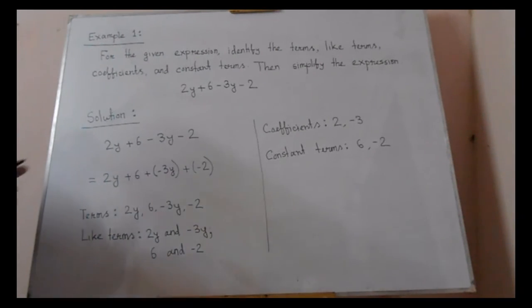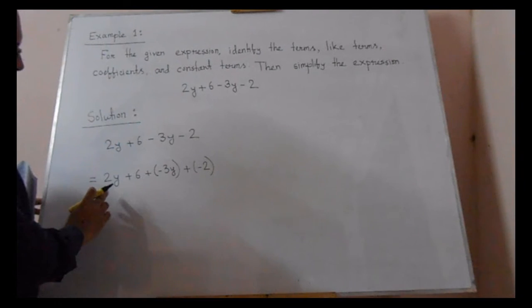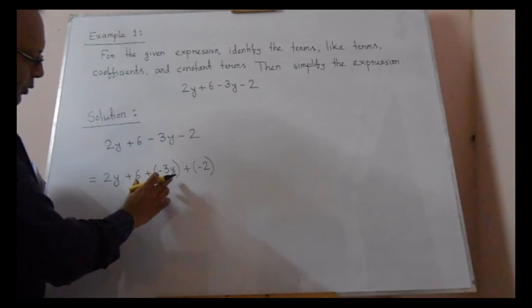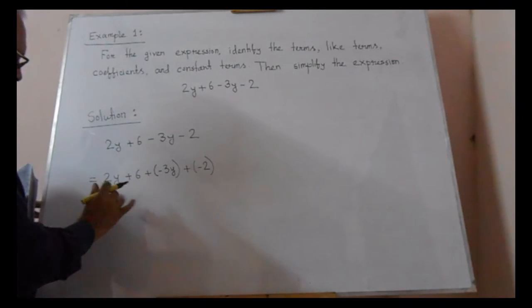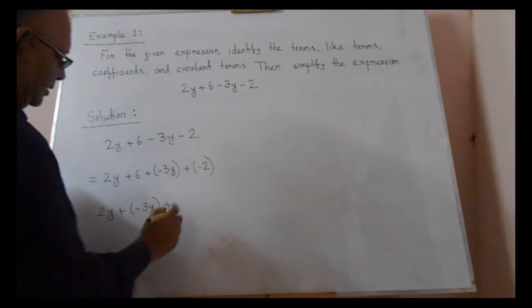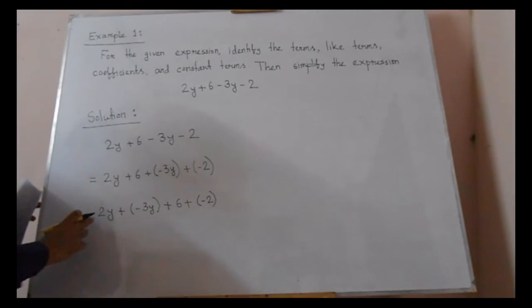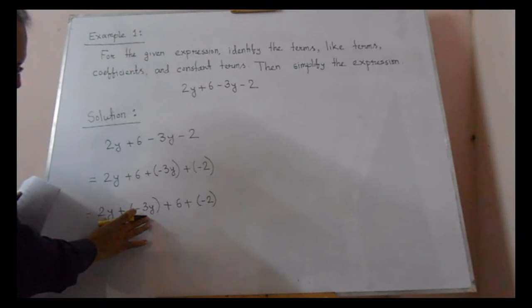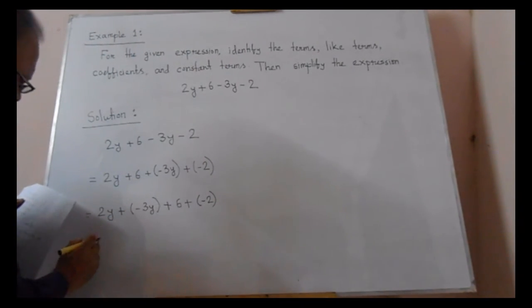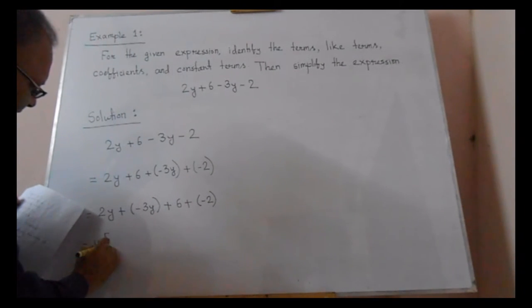Now we are going to simplify this expression. To simplify the expression, at first we are going to group the like terms 2y and negative 3y. We will group this term together. Then we will group these two terms together. Now we are going to use distributive property for these two terms. So we take y outside parentheses.